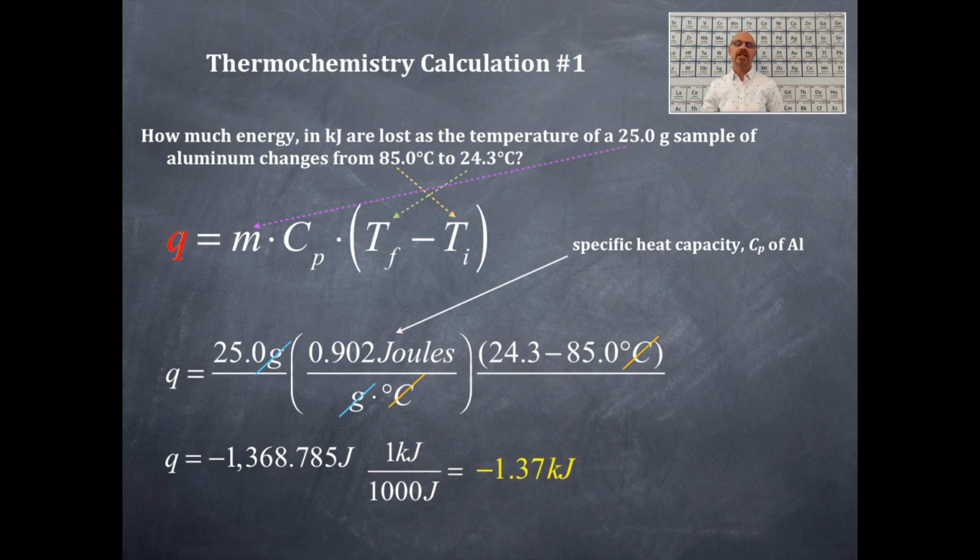I have it in the correct number of significant figures from the original numbers that were in the problem. The original numbers that were in the problem were the 25.0, the 85.0, the 24.3. And so this is a negative value because it's lost. It's energy that is lost. Hopefully that makes sense.